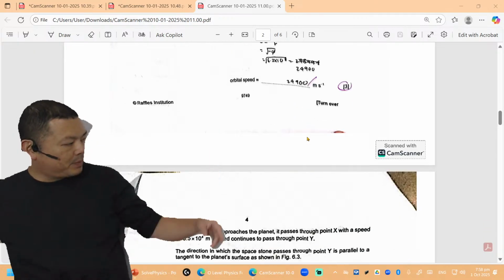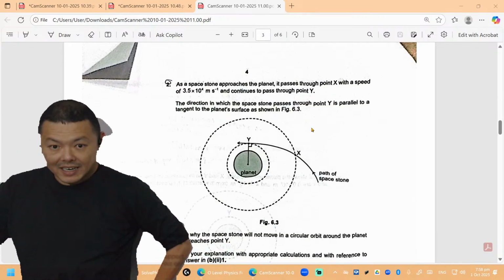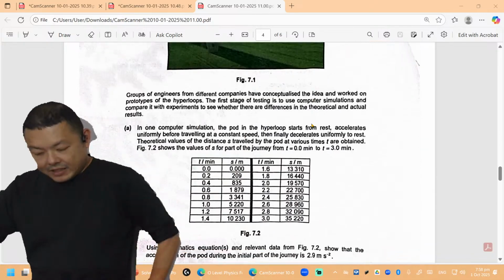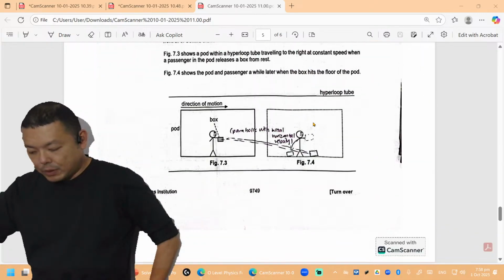Finding the orbital speed and all that, can? Okay. Anything else here? This hyperloop thing.